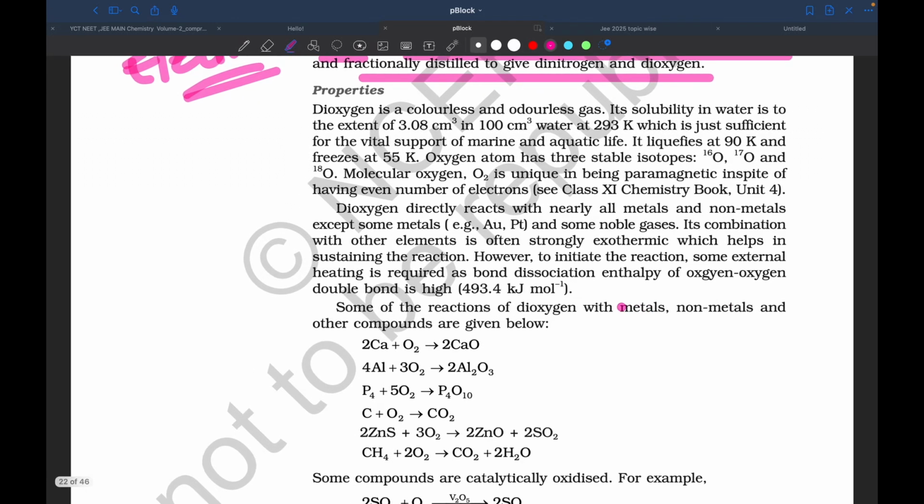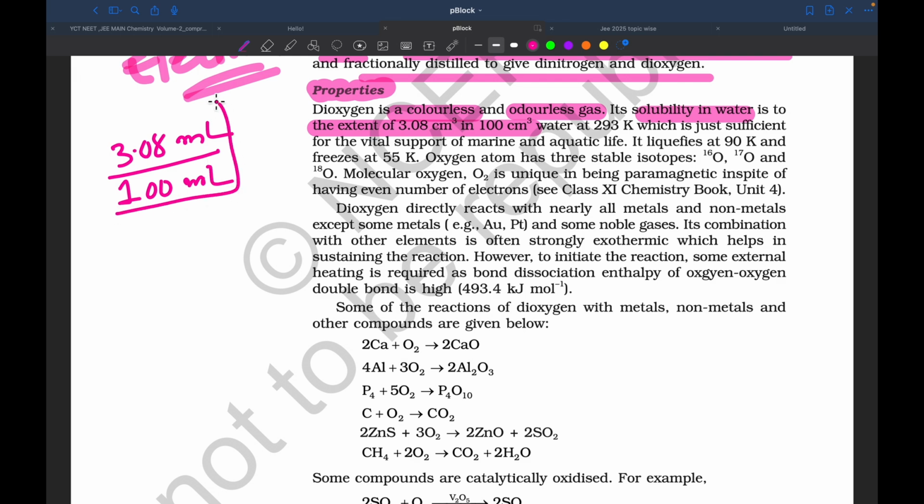Some physical properties are mentioned here, we will just read them out. We have been studying the properties of oxygen since we started chemistry in class 7th or 8th. Dioxygen is a colorless, odorless gas. Solubility in water is to the extent of 3.08 cm cubed in 100 cm cubed. This point is to be noticed here. So 3.08 cm cubed means milliliters dissolved per 100 ml of water.